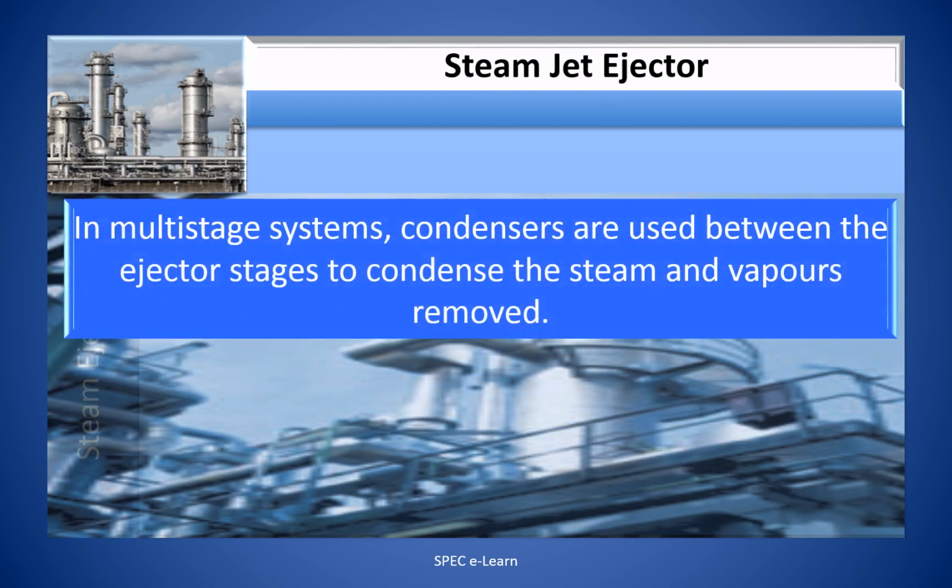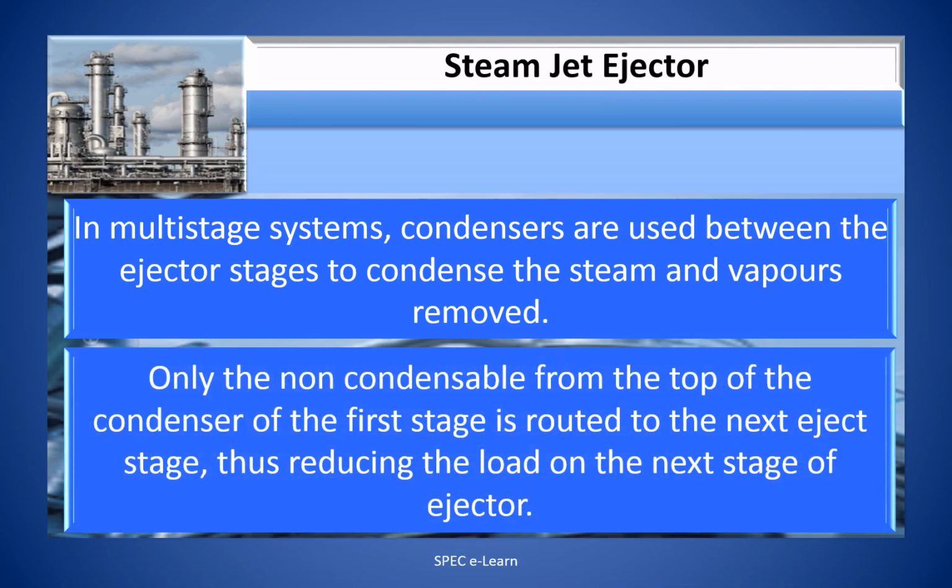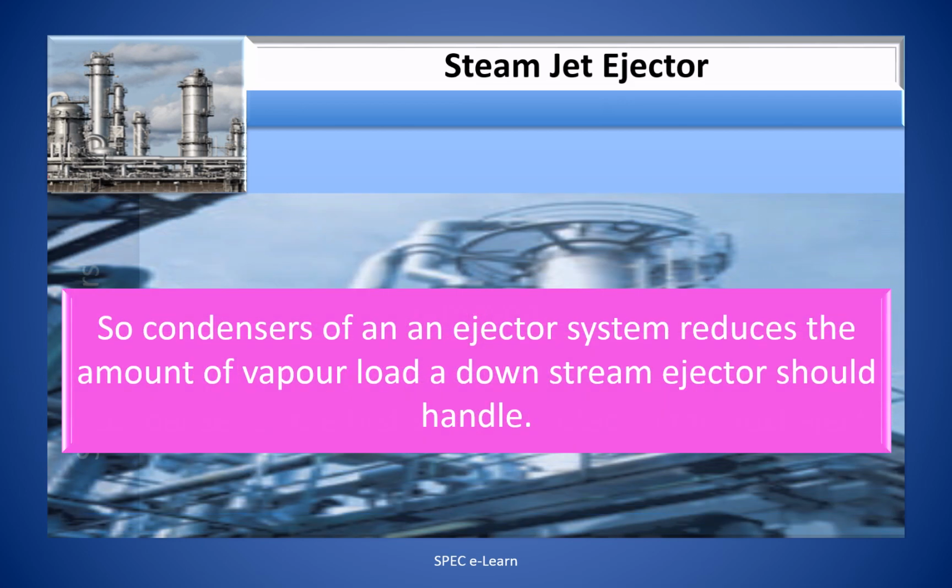In multi-stage systems, condensers are used between the ejector stages to condense the steam and vapors removed. Only the non-condensables from the top of the condenser of the first stage are routed to the next ejector stage, thus reducing the load on the next stage of the ejector. So, a condenser of an ejector system reduces the amount of vapor load a downstream ejector should handle.